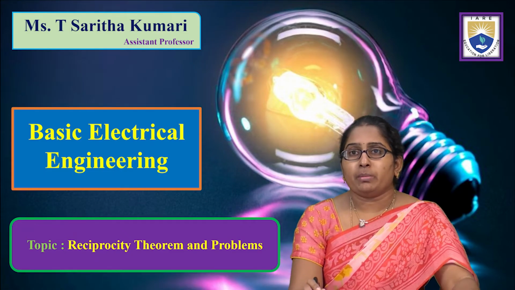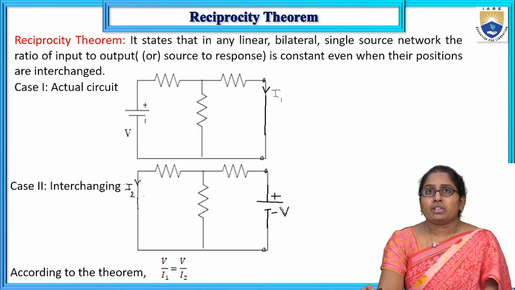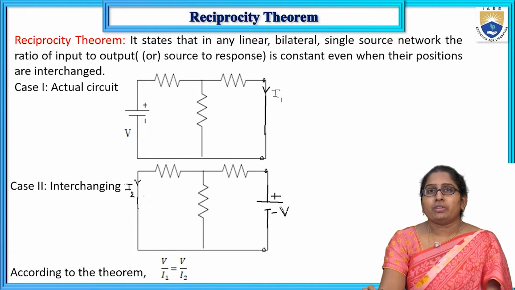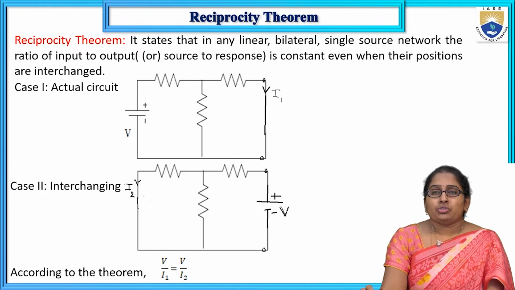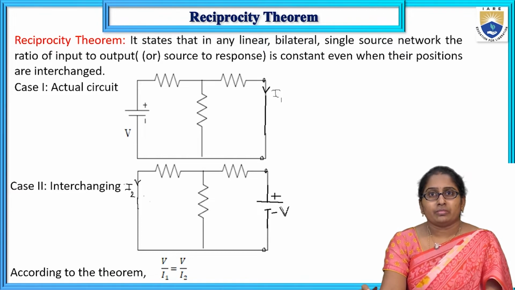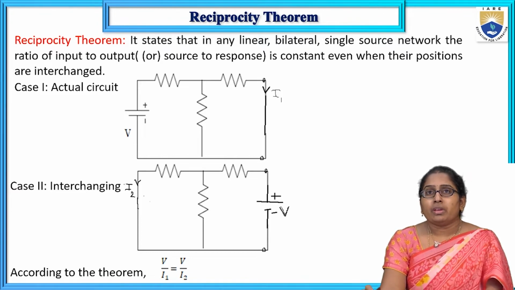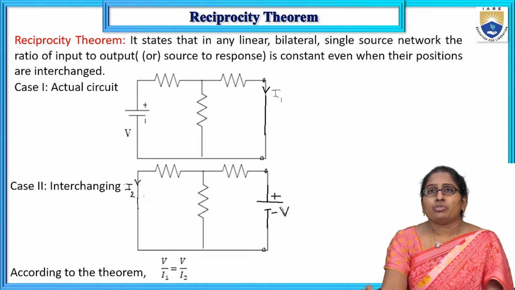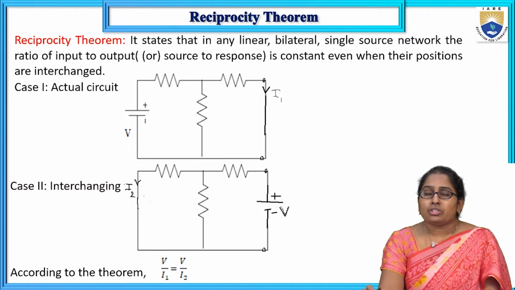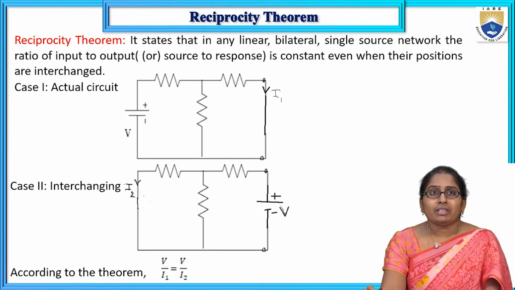Today I am going to explain the reciprocity theorem. Theorem statement: what does the reciprocity theorem say? It states that in any linear bilateral single source network, the ratio of input to output is constant even when their positions are interchanged. We can say it another way: the ratio of source to response is constant even when their positions are interchanged.